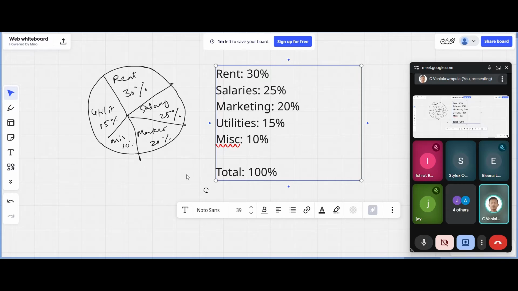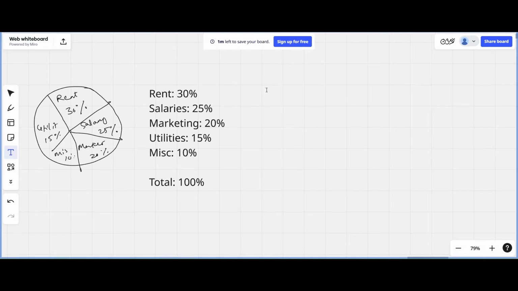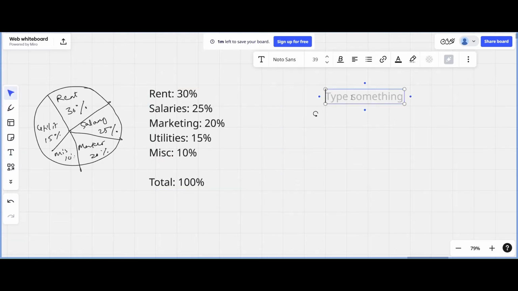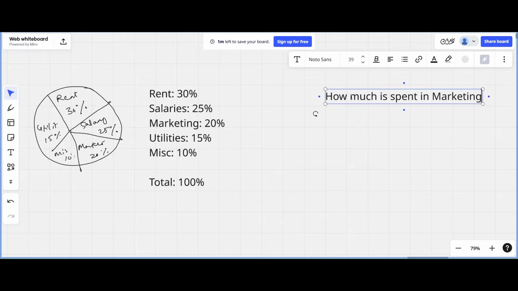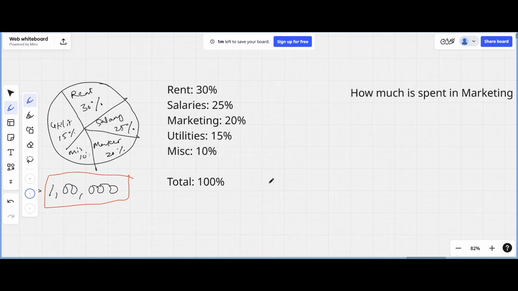Now the question comes, just once. The question is: how much is spent in marketing? They are not asking about the percent. The budget is 1 lakh rupees, a 1 lakh rupees monthly budget. So they are asking how much is spent in marketing.